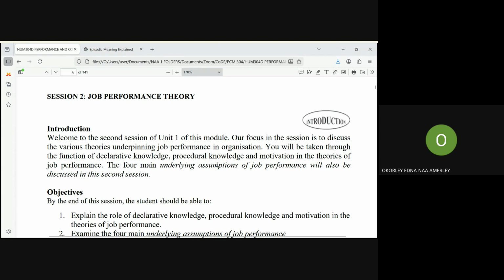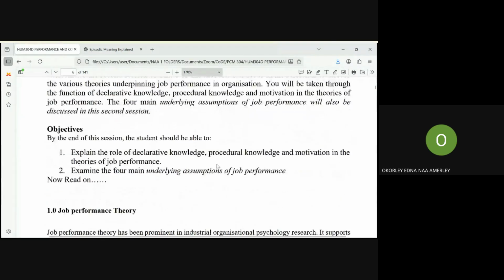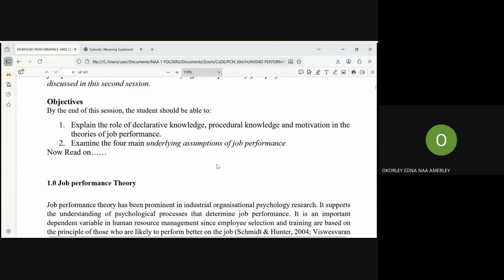So we move to the job performance theory under session 2. Here we are going to look at what theories underpin the performance of a job in an organization. We will look at declarative knowledge, procedural knowledge, and then the motivation theories. By the end of this session, we expect that you will be able to explain the role of declarative knowledge, procedural knowledge, and motivation in the theories of job performance.